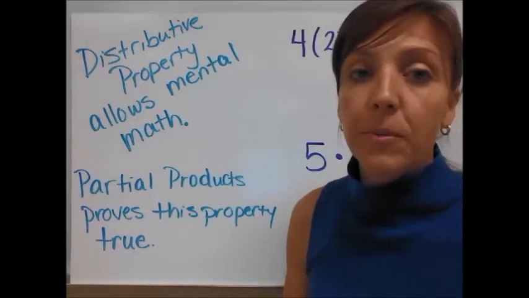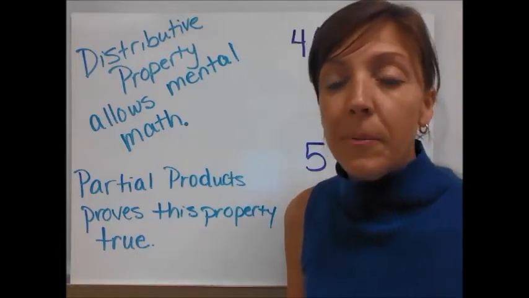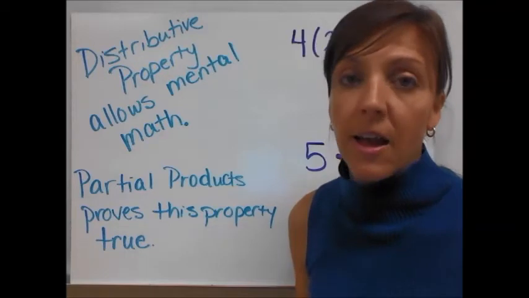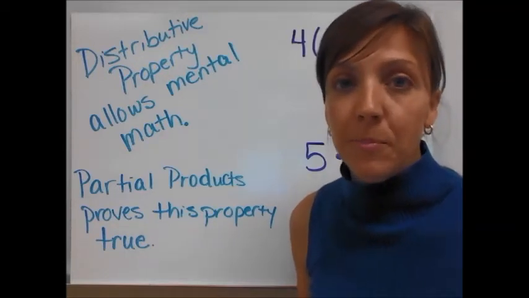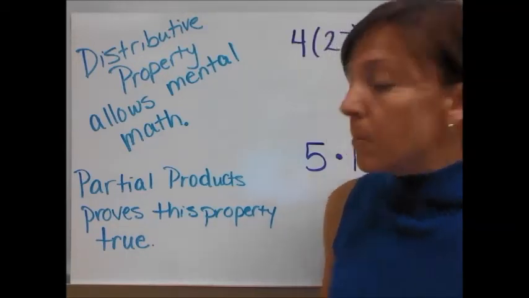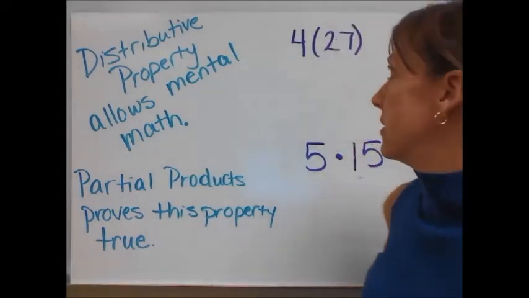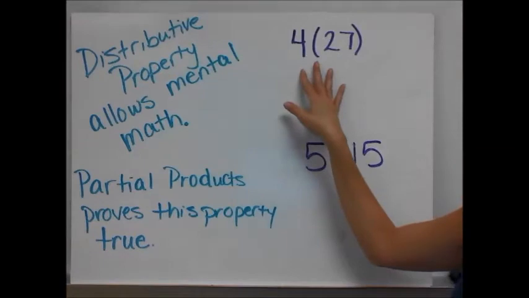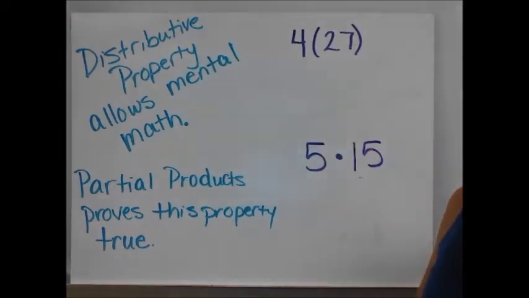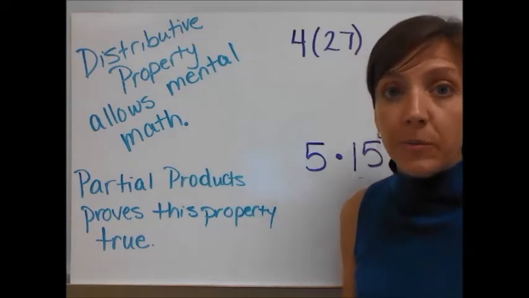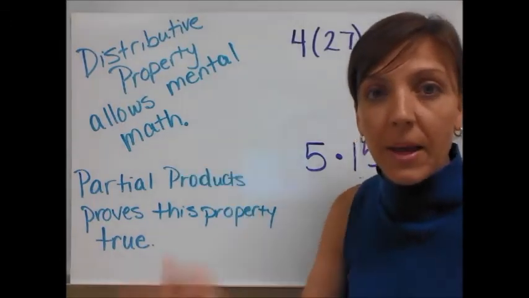Okay, distributive property. Distributive property allows mental math. It allows you to break things apart in your head to make it simpler into simpler parts. Partial products proves this property true. Okay, so let me show you what that means. So let's take 4 times 27. How can I use distributive property to help me solve 4 times 27 if I don't know it right off the top of my head?